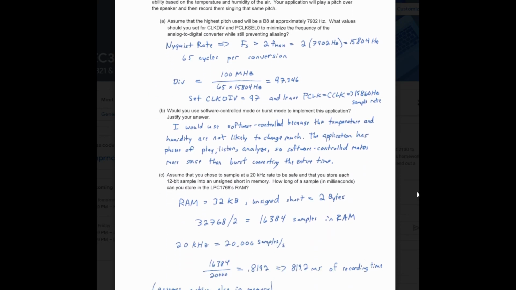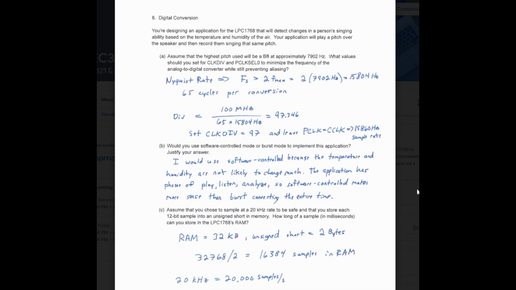Okay, on to the last problem, which is on digital conversion. This is sort of a design problem here. So you're designing an application that will detect changes in a person's singing ability based on the temperature and humidity in the air. Your application will play a pitch over the speaker and then record them singing that same pitch. So for part A, assume the highest pitch will be a B8 at approximately 7902 Hertz.